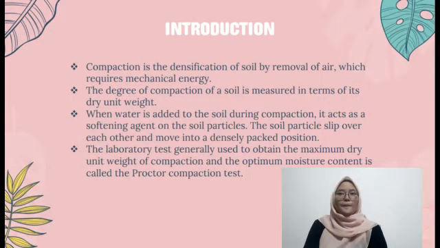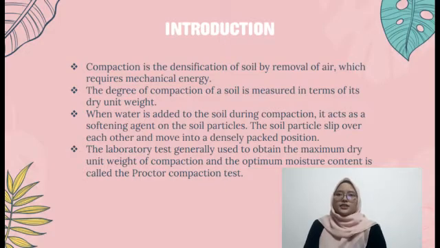Introduction. Compaction is the densification of soil by removal of air, which requires mechanical energy. The degree of compaction of the soil is measured in terms of its dry unit weight. When water is added to the soil during compaction, it acts as a softening agent on the soil particles. The soil particles slip over each other and move into a densely packed position.